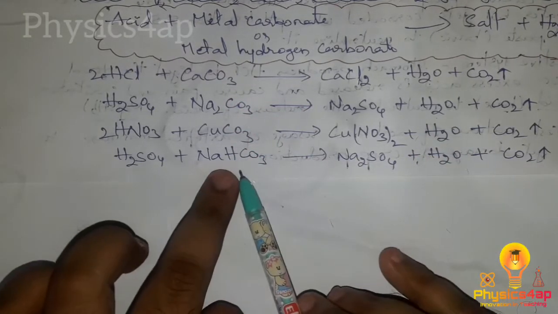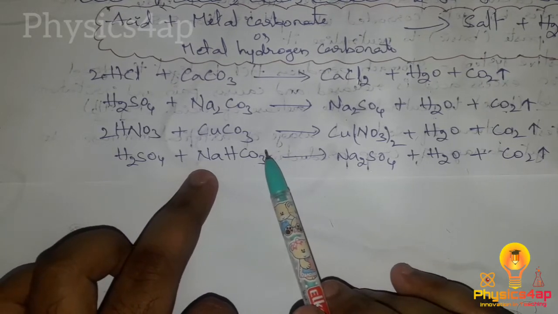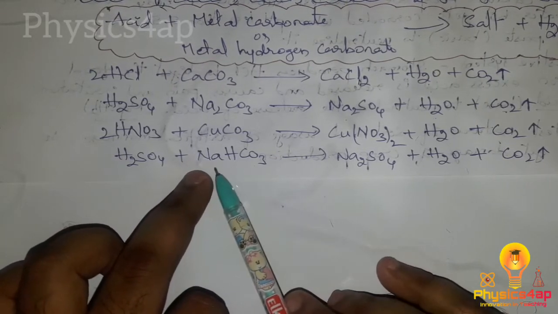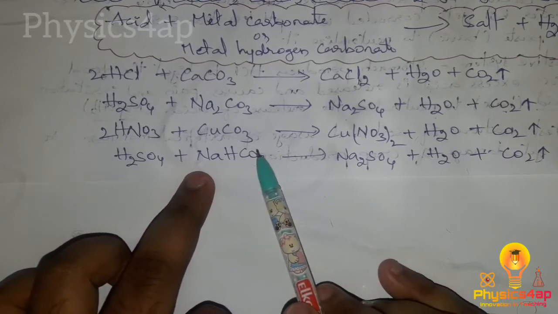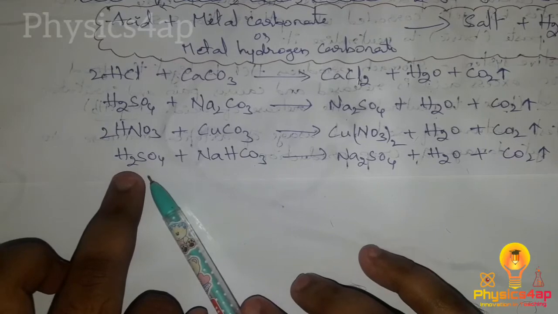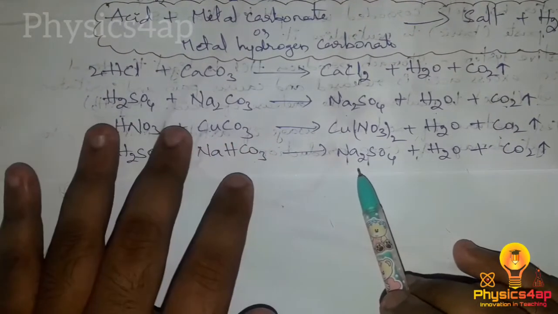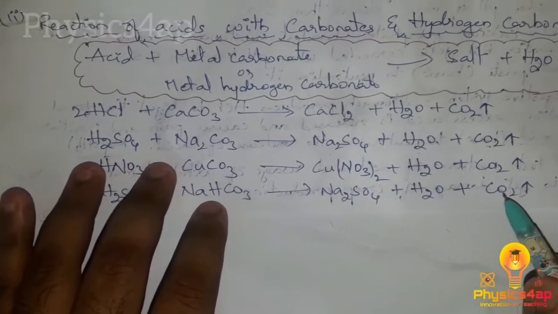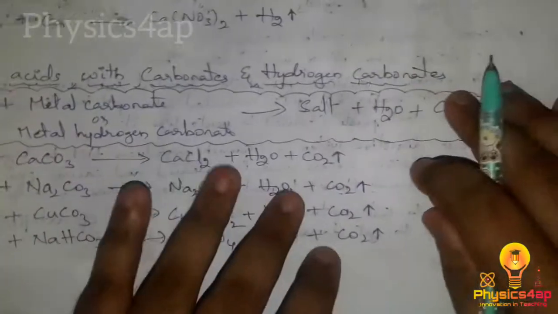When it reacts with the hydrogen carbonate, which we can also call bicarbonate, such as NaHCO3, called sodium hydrogen carbonate or sodium bicarbonate, and it reacts with H2SO4, we get Na2SO4, that is sodium sulfate, plus water plus carbon dioxide gas. So the released gas is carbon dioxide.